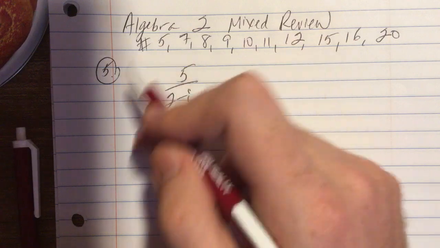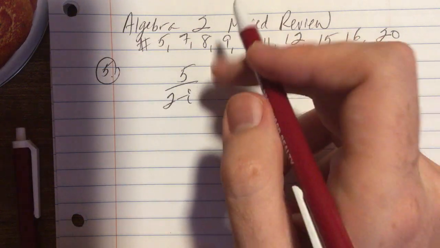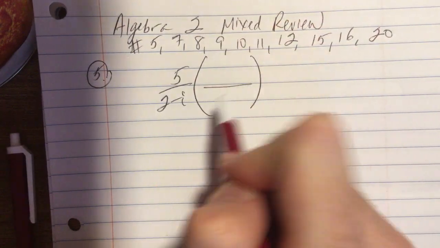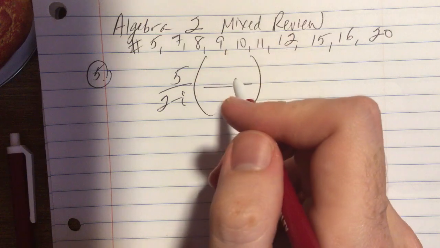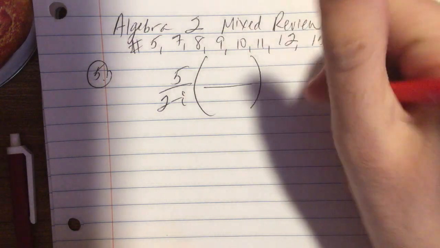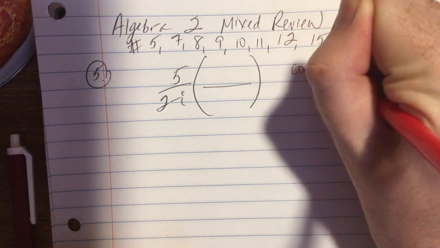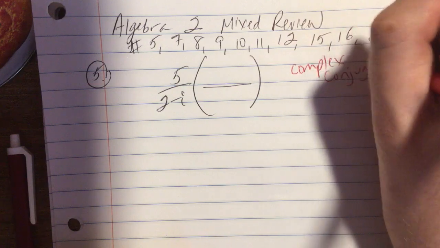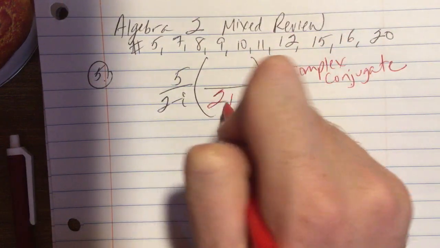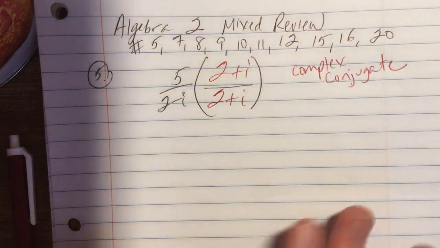When you're dividing and have a complex expression, we're going to multiply both the numerator and the denominator by the complex conjugate of the denominator. So once again, the phrase I'm talking about here is complex conjugate. The denominator is 2 minus i. The complex conjugate of that would be 2 plus i. And I will also multiply the numerator by that same complex conjugate.